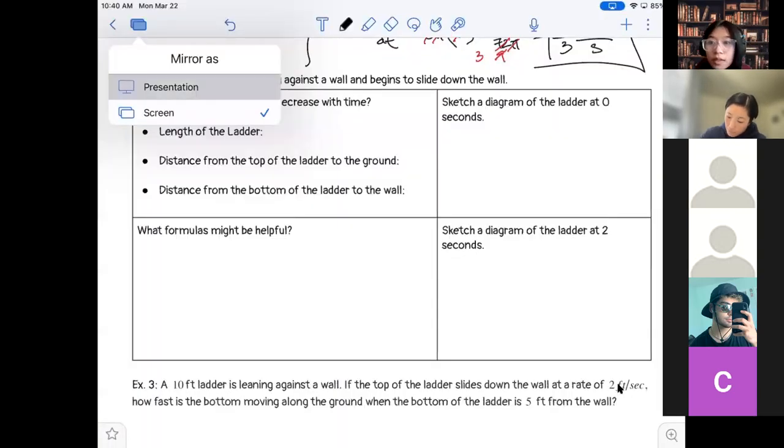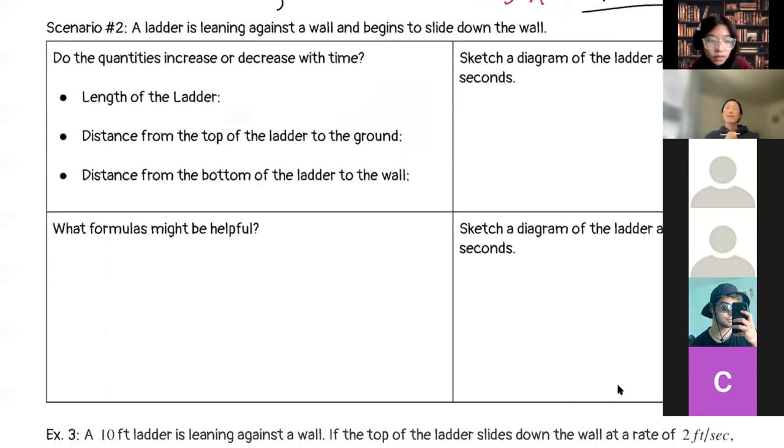All right. So let's do this. We're going to take a look at scenario 2, and then we're going to skip the next page. We're going to go through a couple examples, then we're going to finish class with that page 3, I believe it is. Okay. All right.